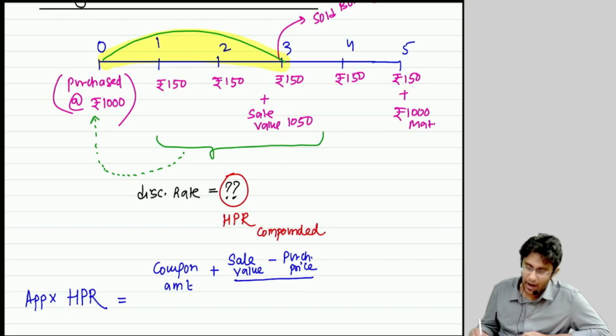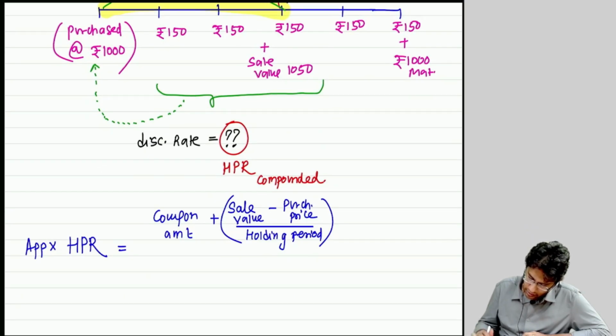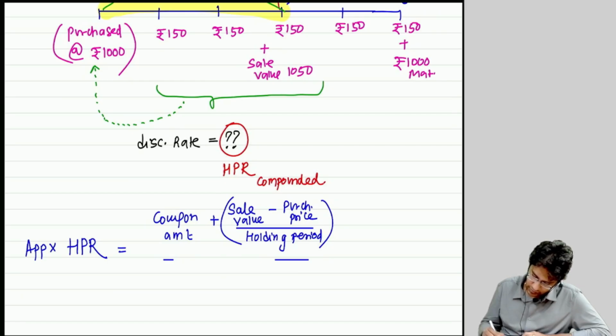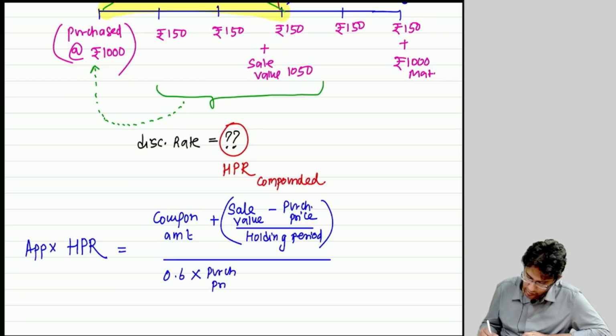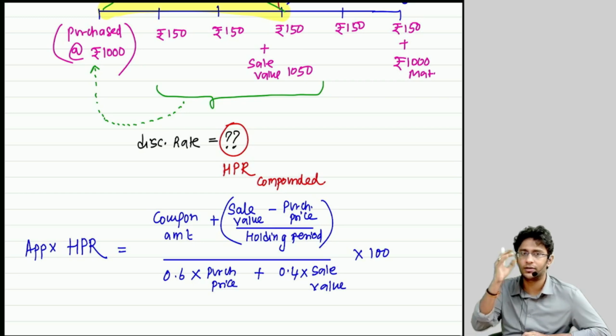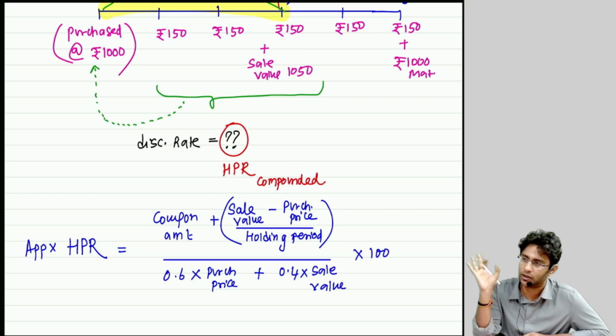Divided by, at that time you wrote life. Is life forever? No, holding period. See, now you are coding formulas. Whole divided by 0.6 into purchase price plus 0.4 into sale price or sale value. You want answer in percentage terms? Multiply with 100. That's it. Whatever rate you get, that is the approximate holding period return, compounded terms.